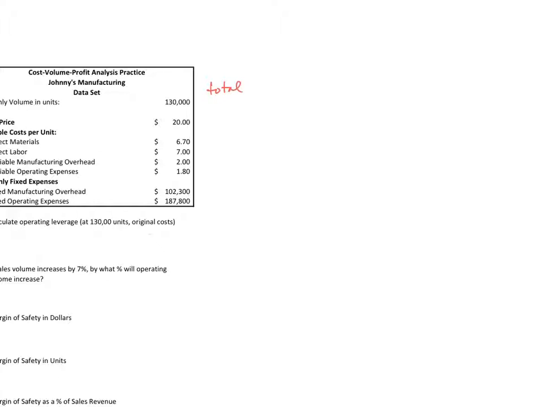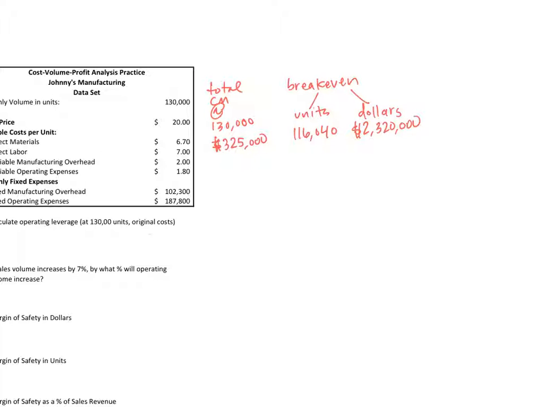In our first video, we calculated that total contribution margin when we sell 130,000 units is $325,000. And in our second video, we calculated our break-even units and our break-even dollars. Our break-even units is 116,040 units, and our break-even dollars, sales revenue, is 2,320,800. If you have questions about how these figures were computed, please go back to video number 2 for the break-even calculations and video number 1 for the contribution margin calculation.